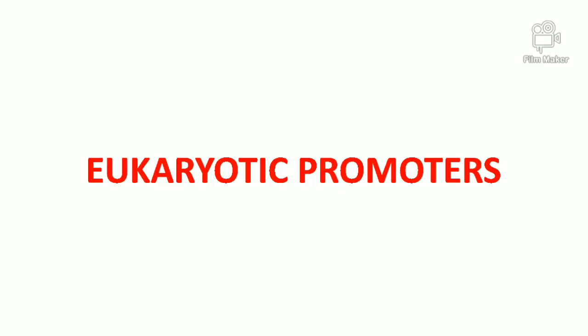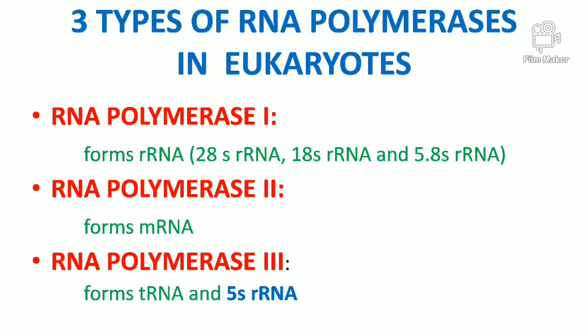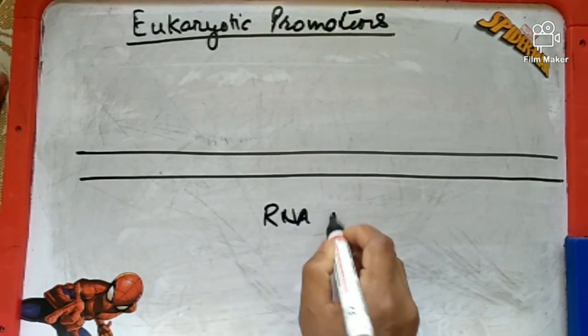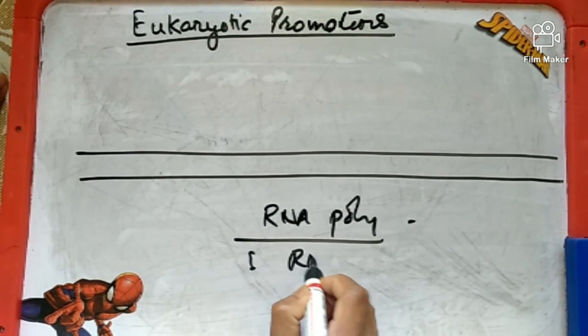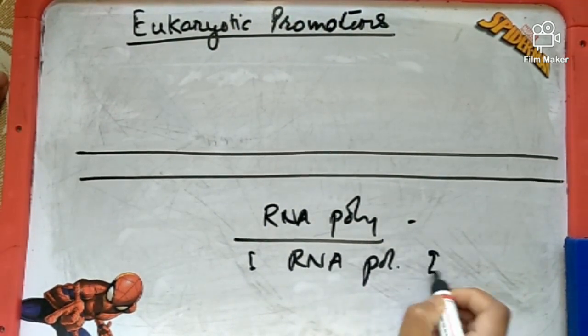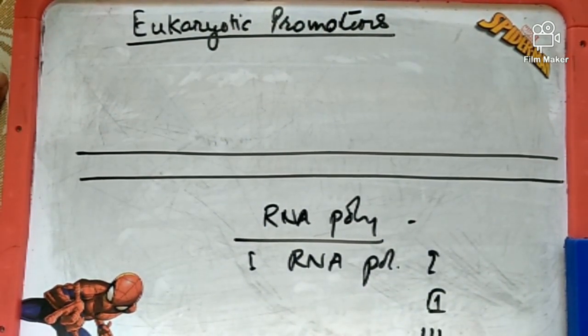Now let us discuss eukaryotic promoters. Before discussing the eukaryotic promoters, we have to know that in eukaryotes there are 3 types of RNA polymerases. They are known as RNA polymerase 1, 2 and 3.